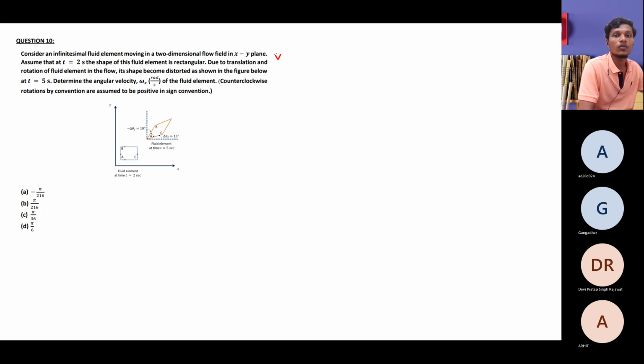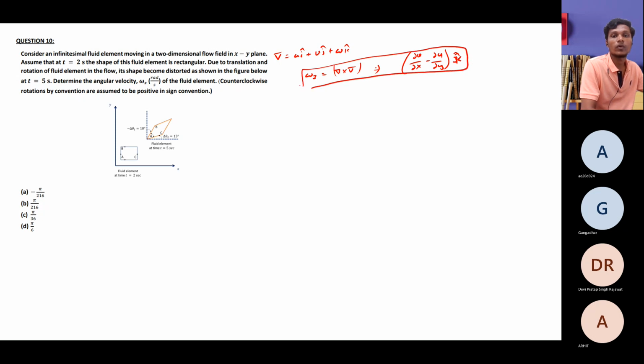Suppose you have v bar equals u i cap plus v j cap plus w k cap, you can find out the omega z. Or if you have only u and v velocity components in the x and y directions only, you can find it by using del cross v bar, or the thing we already saw, dou v by dou x minus dou u by dou y, times k cap. This is how you can find out the omega z.